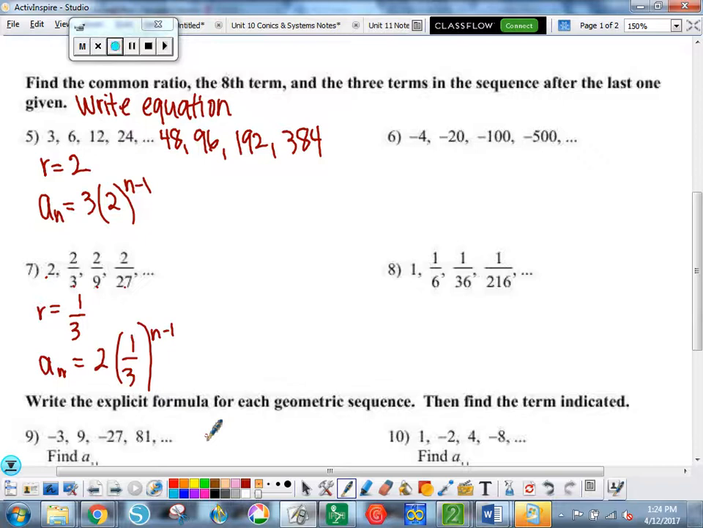Now I just need to triple the denominator for the next 4 terms. So it's going to be 2 over 81, 2 over 243, and need one more thing, the 8th term. What? I have no idea.